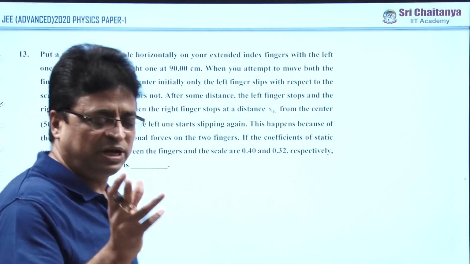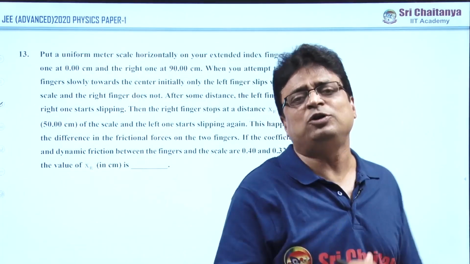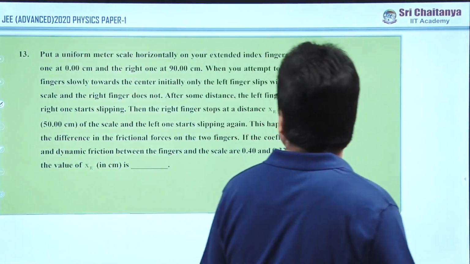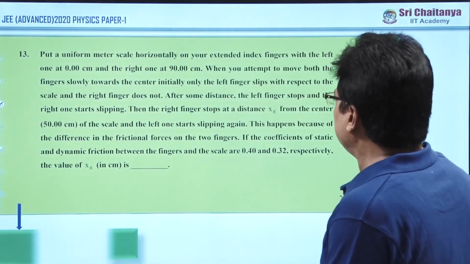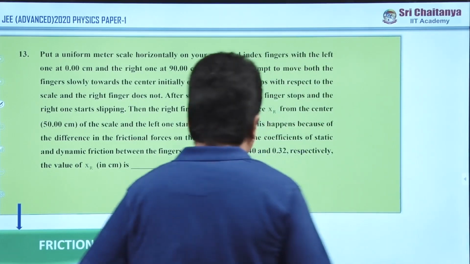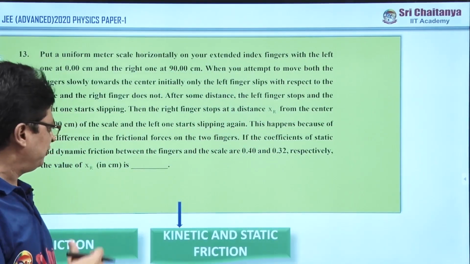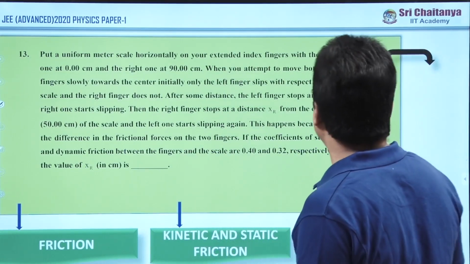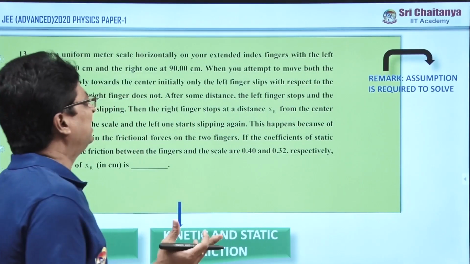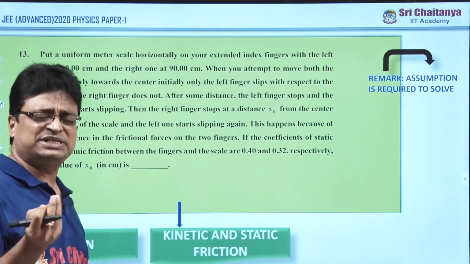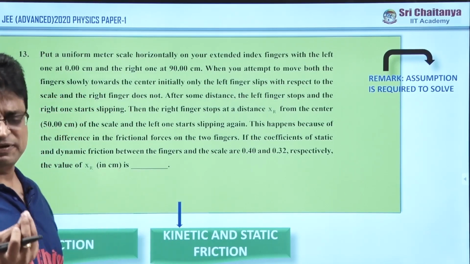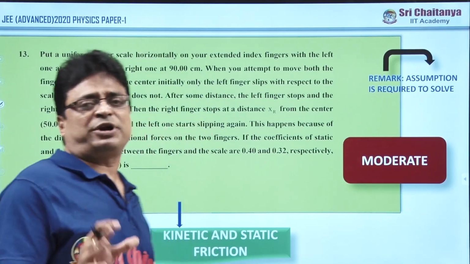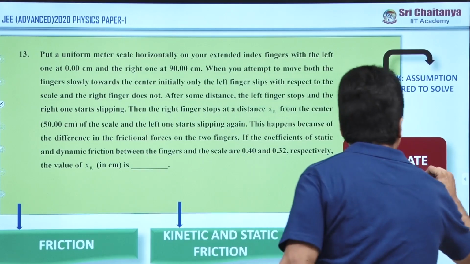Now coming to numerical value problems, which is the last section. This is about question number 13. If you have read the question properly, see, the question comes under what? Friction topic, and the subtopic is what? Kinetic and static friction. And of course, if you are good at mechanics, the problem is what? Here also some basic assumptions and prerequisite information are required. And of course, it is not that easy. It is a moderate question.